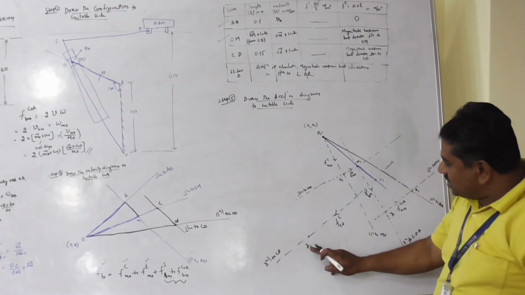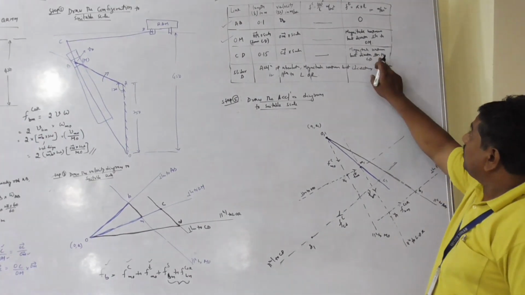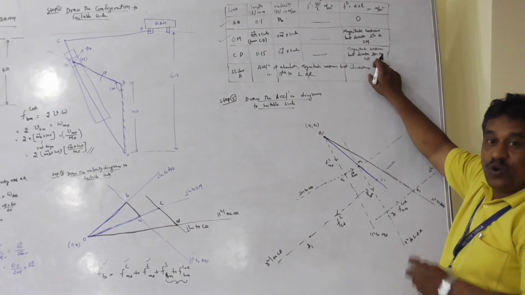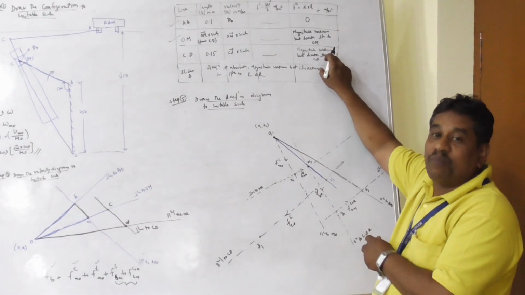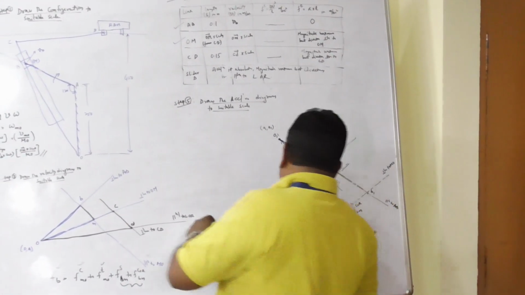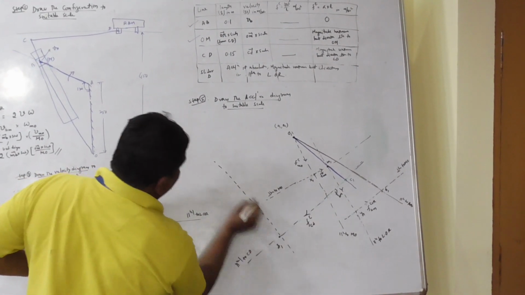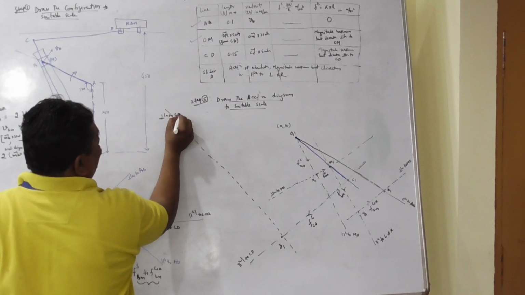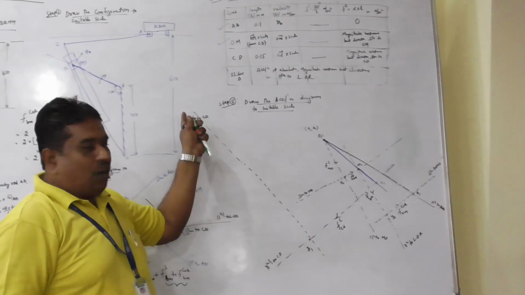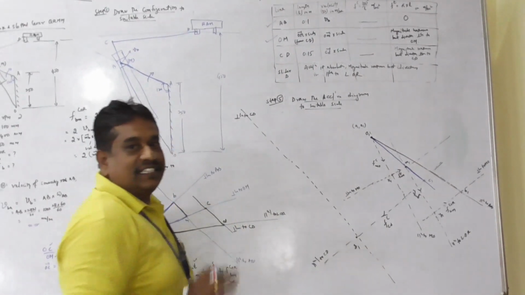Vector C1 Z1 represents the centripetal component of CD, whose tangential component is known in only direction but magnitude is unknown, whose direction is perpendicular to the link CD. Therefore, through Z1, I draw a line perpendicular to CD. Direction is known, magnitude is unknown. Extend on either side. Leave as it is.